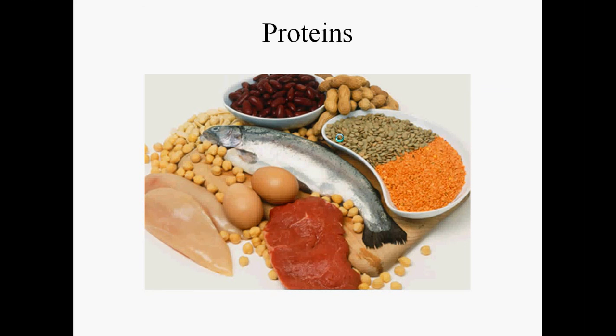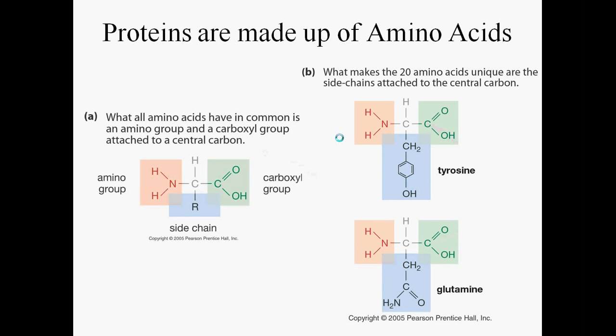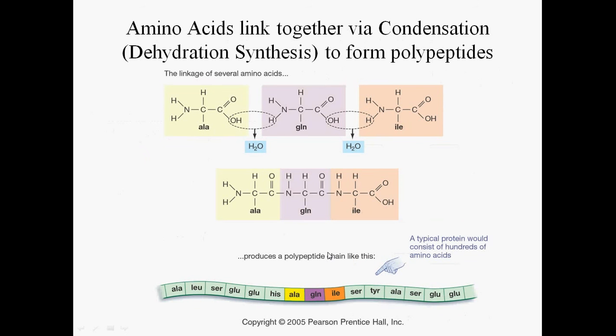Well, the third class of macromolecules that we'll be covering is the proteins. Proteins are made up of amino acids. So the monomers of proteins are, of course, amino acids. Amino acids all have an amino group, a carboxyl group, and then a side chain, which can be any type of chain of carbons. What makes the amino acids different from each other are, of course, the side chains. When amino acids link together via the infamous condensation or dehydration synthesis reactions, they form polypeptides. So polypeptides are just long chains of amino acids.